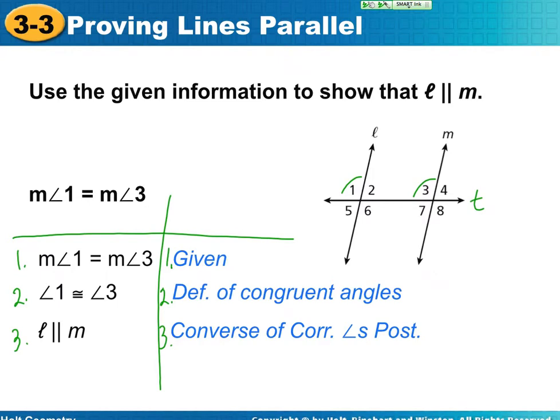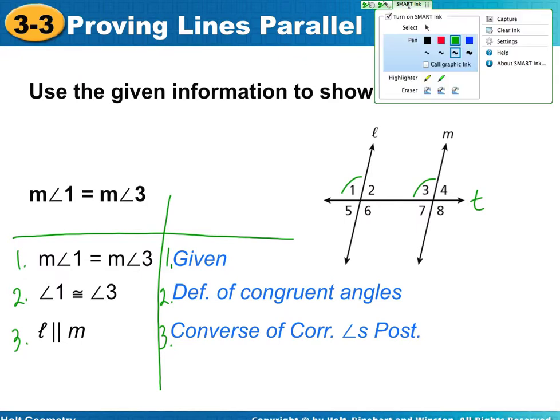So we were given that these two were equal. We converted that into congruent because that's what the hypothesis says on that converse that we were trying to use to conclude the lines are parallel. Okay, ask me questions. Okay, let's go on then.